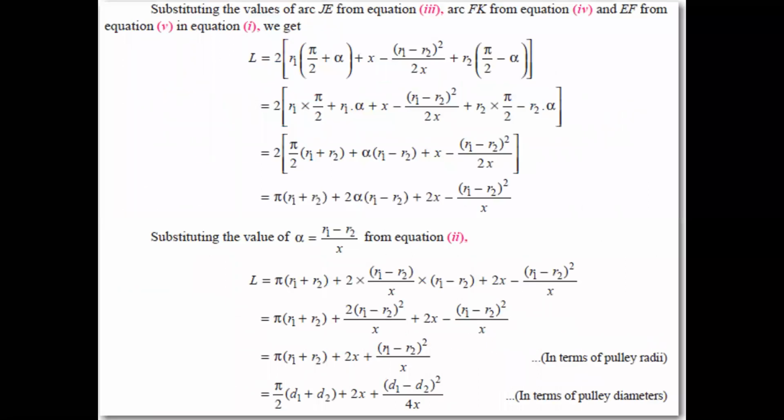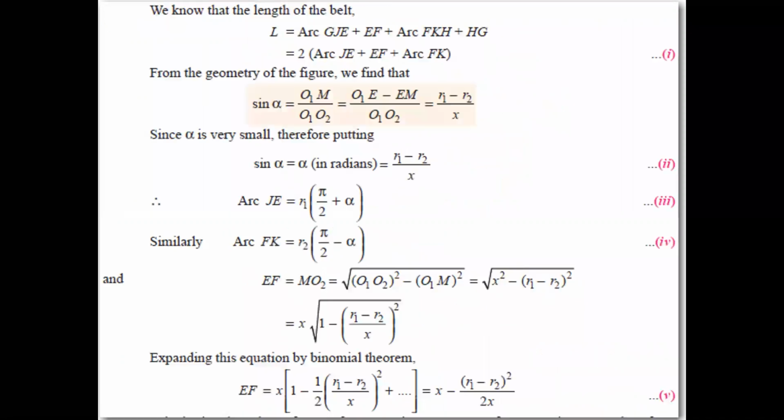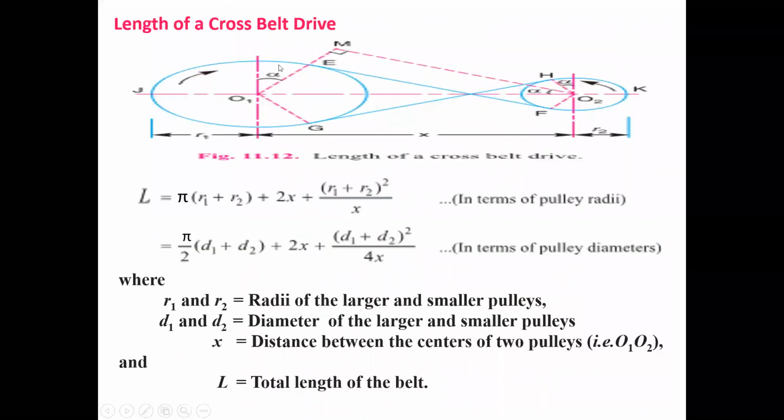So it is also similar to the procedure. Directly they have been written. That formula is L equals pi by 2 into (d1 plus d2) plus 2x plus (d1 plus d2) whole square by 4x. In the earlier case, open belt drive, what is the formula? Pi by 2 into (d1 plus d2) plus 2x plus (d1 minus d2) whole square by 4x. But in our crossed belt drive, it is (d1 plus d2) whole square by 4x.